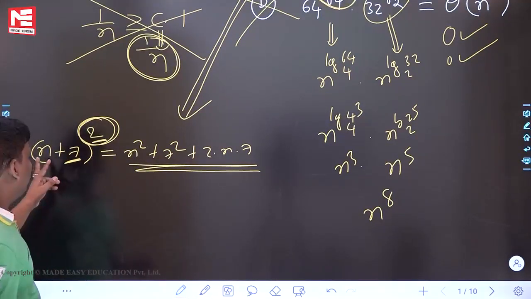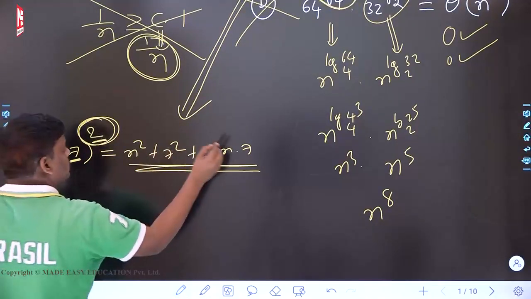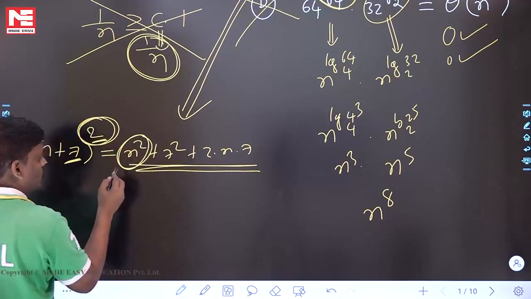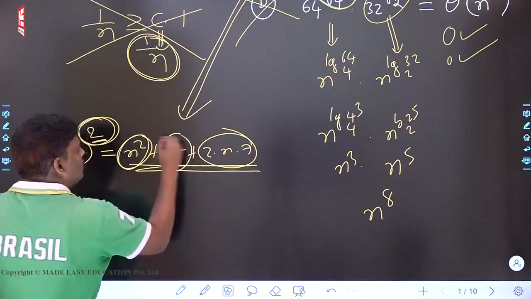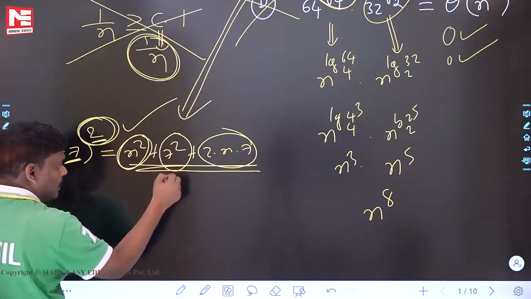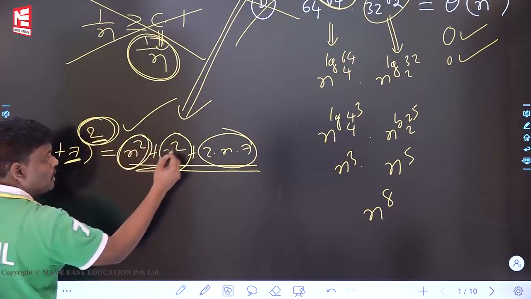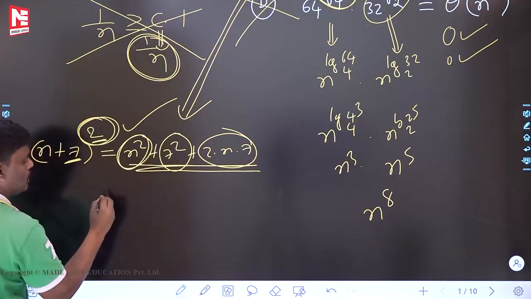Now can you help? In the whole square, how many terms came? 3 terms came. Among all these three terms, which one is bigger? N square is bigger. This is less than n square, and this is also less than n square. It is only bigger, the next one is smaller, and it is in the middle. Among all these 3, the biggest one is n square. This can be written like this.